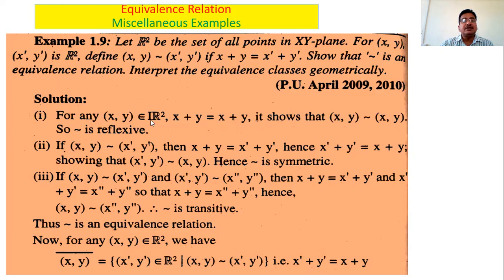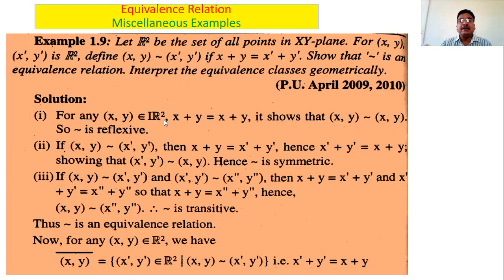For this condition, take any one element from the set. The set is R2, and if you take the ordered pair (x, y) from R2, then we have x plus y equal to x plus y. Note that these two are the same, so (x, y) is related to (x, y) by this relation. And this (x, y) is any element of R2, so every element of R2 is related to itself, and therefore the wiggle relation is reflexive.